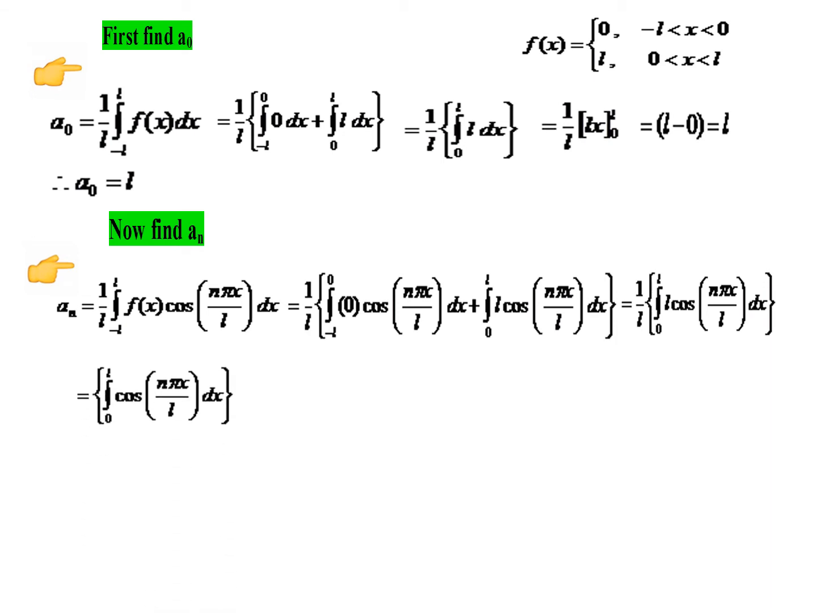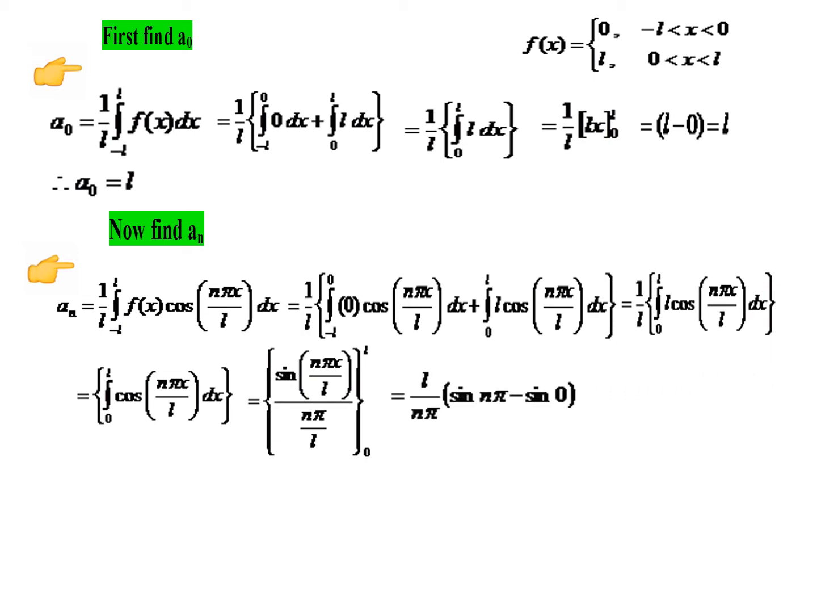Now let us see how to integrate this. L and L getting cancelled, we have this term. Now remember, when we integrate cos, what will we get? Sine. So cos, when we integrate, we will get sine ax by a. That is the formula. So here in the place of a, we have n pi by L. So that is a constant. So sine n pi x by L divided by, what is the constant? N pi by L. So that will come in the denominator, from 0 to L.